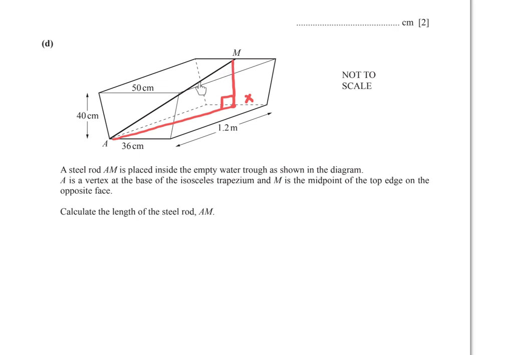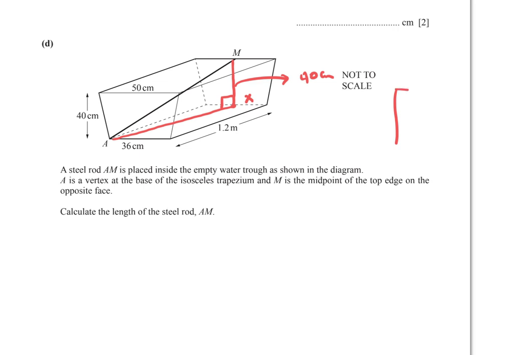To find AM, we need to find AX and MX. MX is the height, which is 40. So we have MX equal 40 centimeter. Now we need to find AX. X is the midpoint, and this side 36, so this side 36 divided by 2, so this is 18. And because this is 1.2 meters or 120 centimeter, so this means also this is 120 centimeter. So AX is the hypotenuse in this triangle.